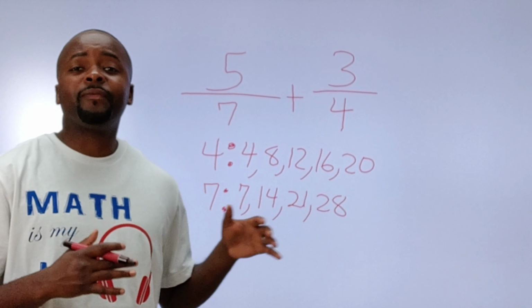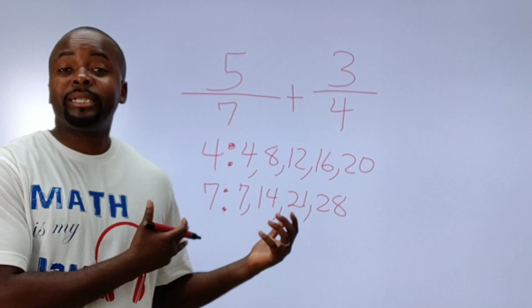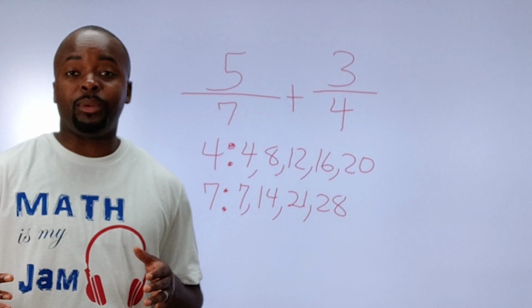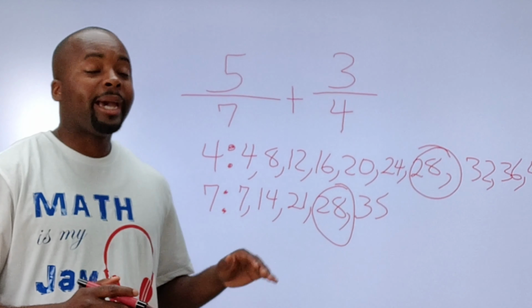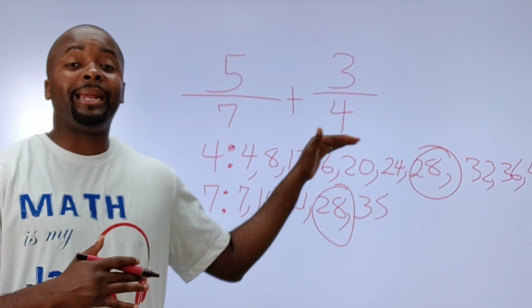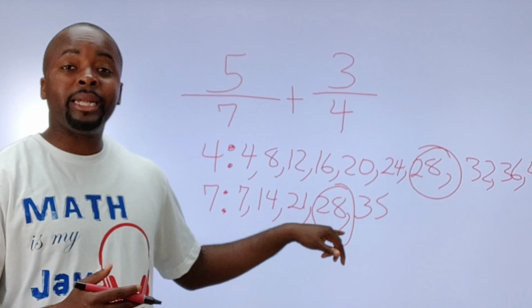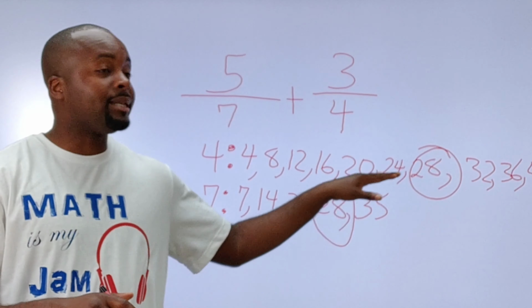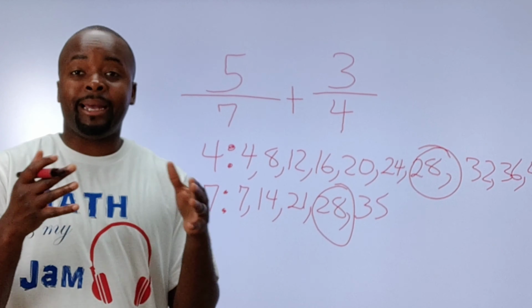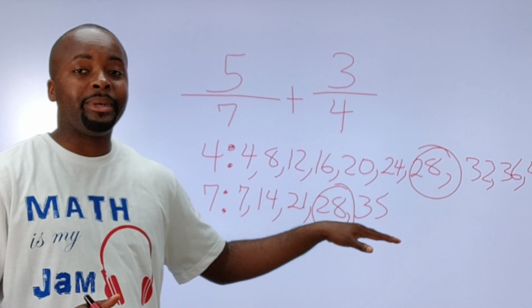Okay, so I've listed my first 5 multiples, but I don't see a number that shows up in both data sets. So what I'll do here, I'll go ahead and list my next 5 multiples and see if there's a number that shows up in both sets of data. Okay, and so I started to list my next 5 multiples, but I figured out that the 28 shows up in both sets of data. And so I went ahead and stopped, and I circled my two numbers because I found my least common denominator. So 28 will be my least common denominator.